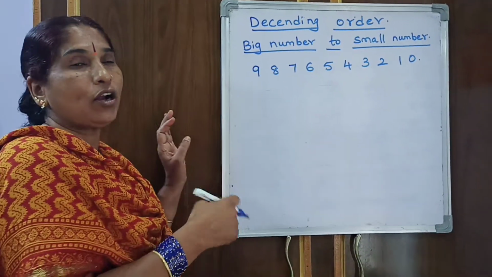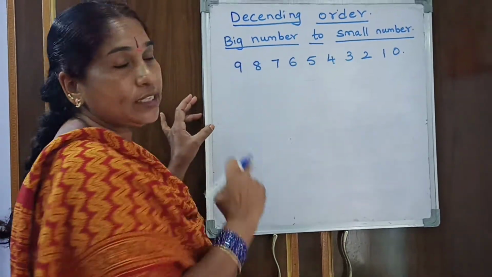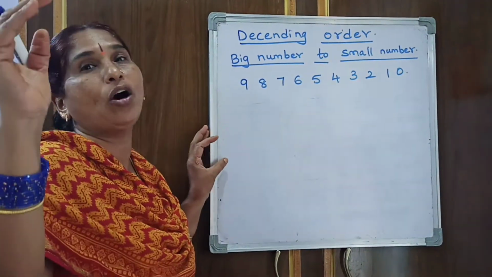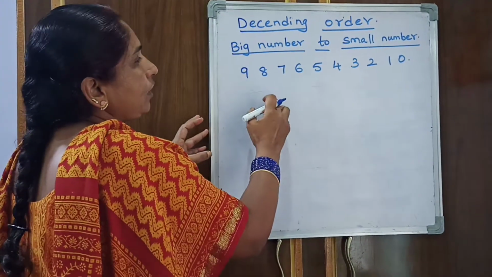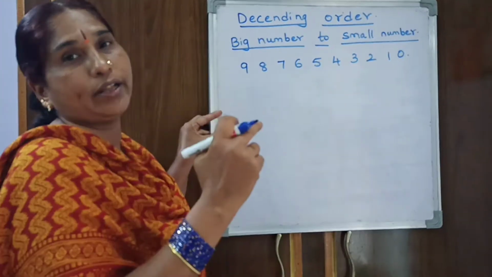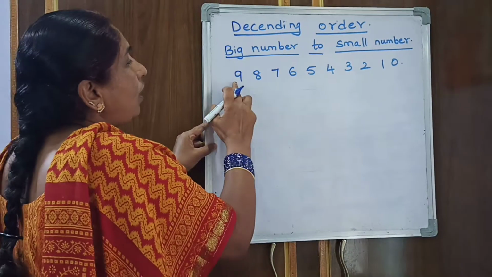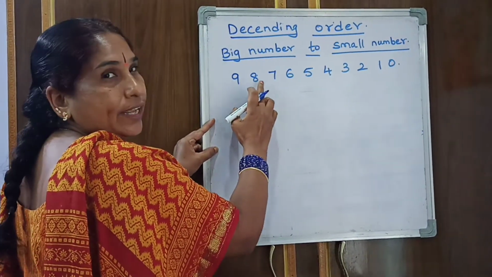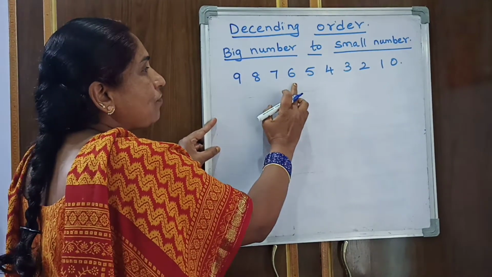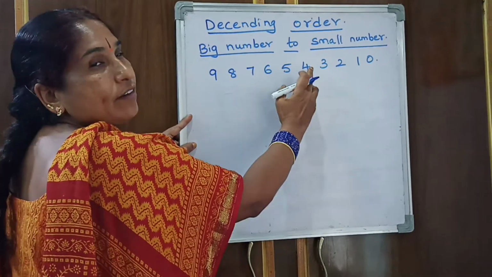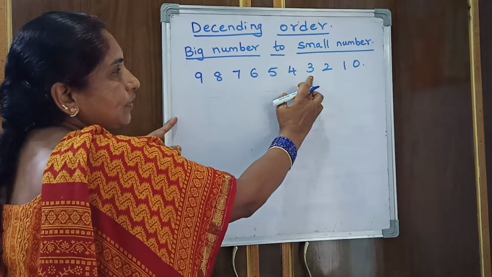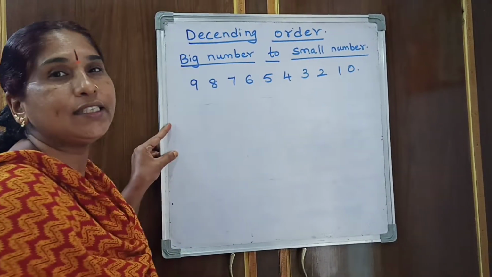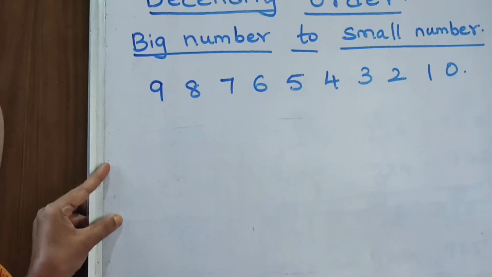See, for ascending order, when you are writing the numbers, you are writing 0, 1, 2, 3, 4, 5, 6, 7 like that. You are increasing the order. But here in descending order, you are decreasing the order. See here, for example, 9. 9 is the biggest number. 9 after 8. 8 after 7. 7 after 6. 6 after 5. 5 after 4. 4 after 3. 3 after 2. 2 after 1. 1 after 0. Is it clear, children?